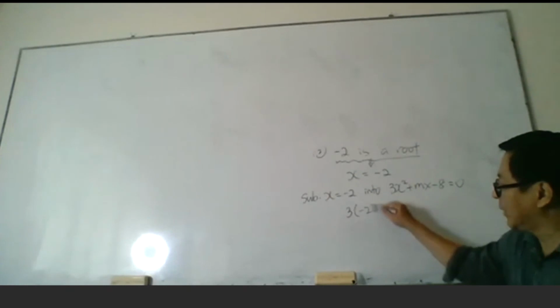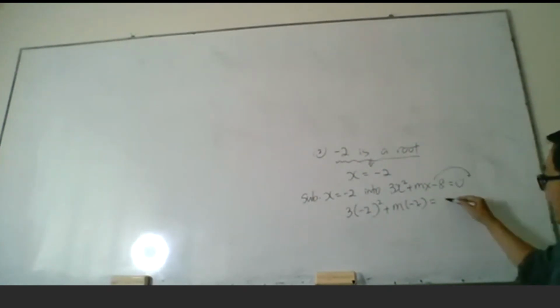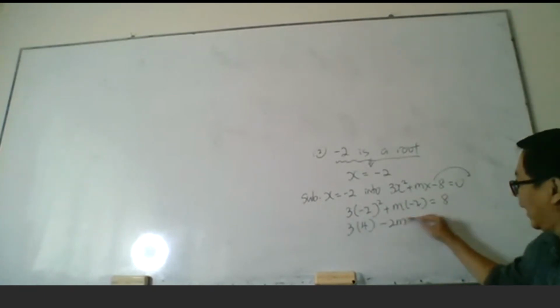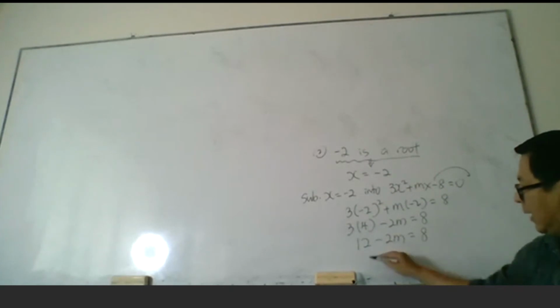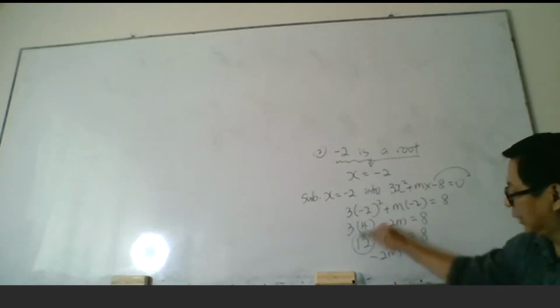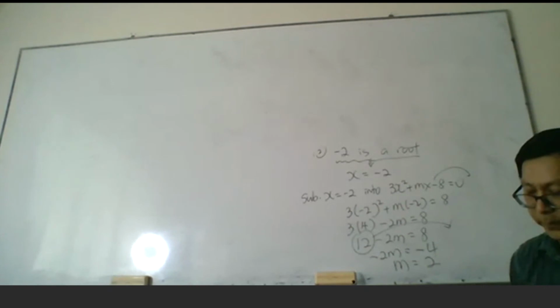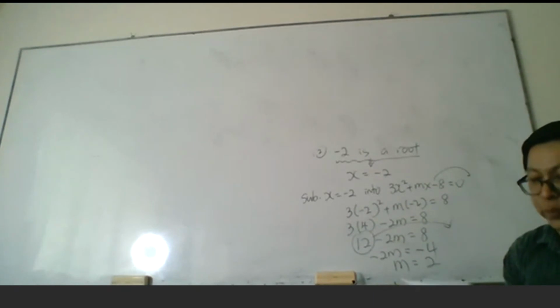So I'm sure that this is a straightforward question. I will move 8 to the other side: 3 times 4, minus 2m, equal to 8. So 12 minus 2m equal to 8. This 12 will move to the other side and become negative 4, and m definitely will come to 2. The solution is already in the notes. I just need to explain this one time to you.